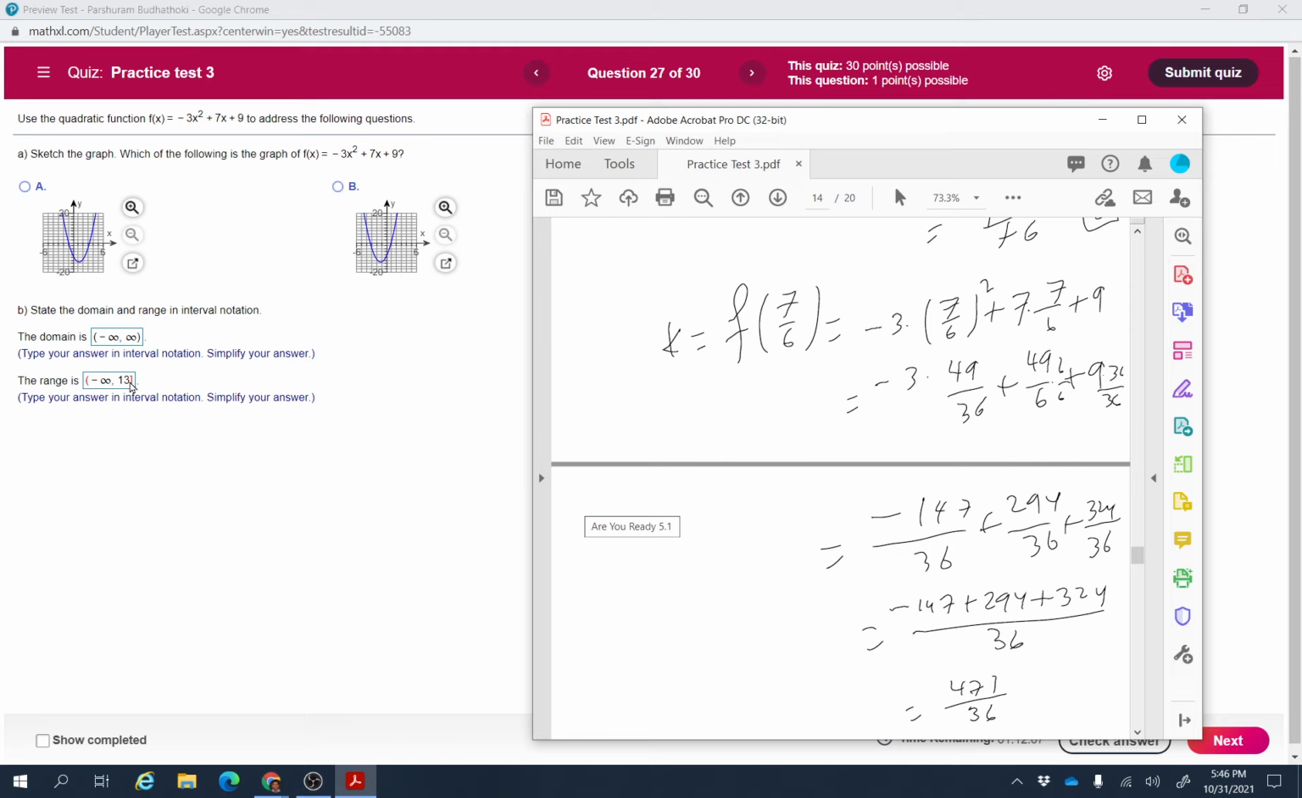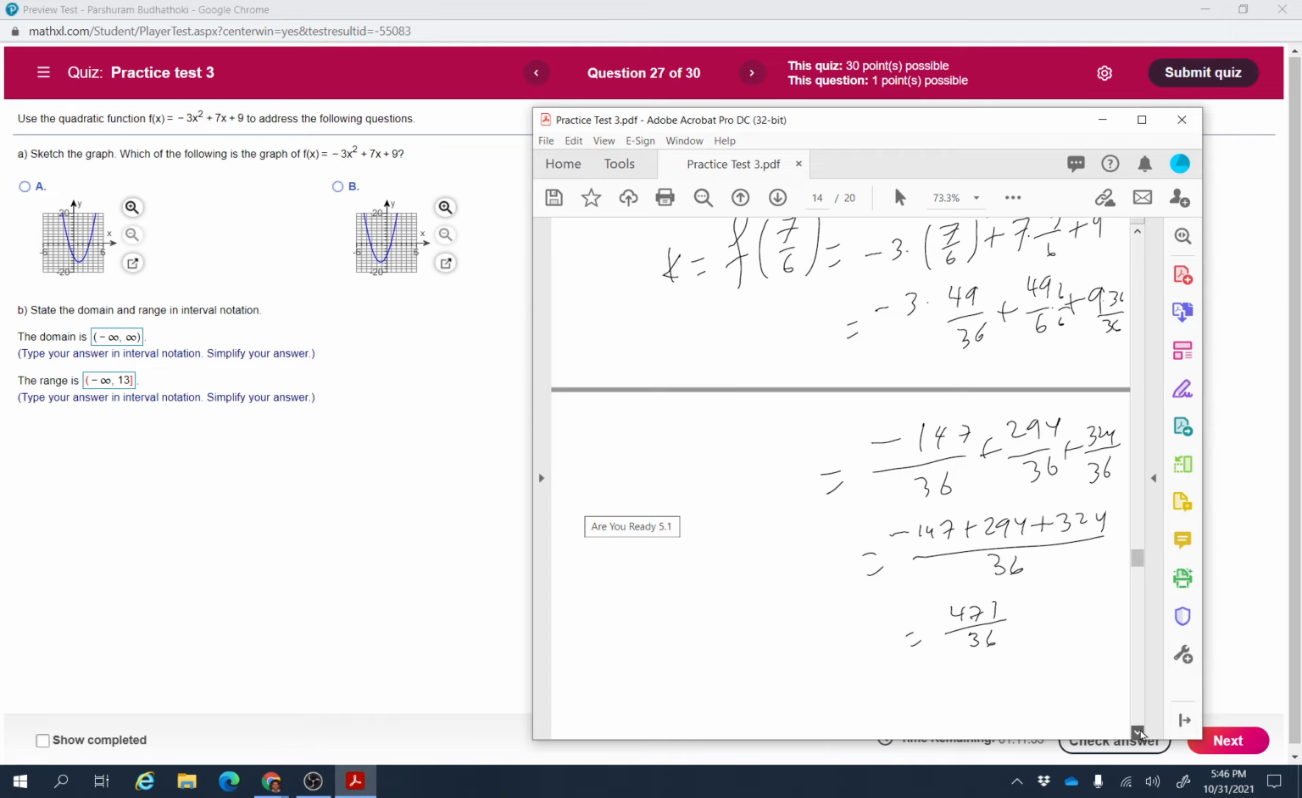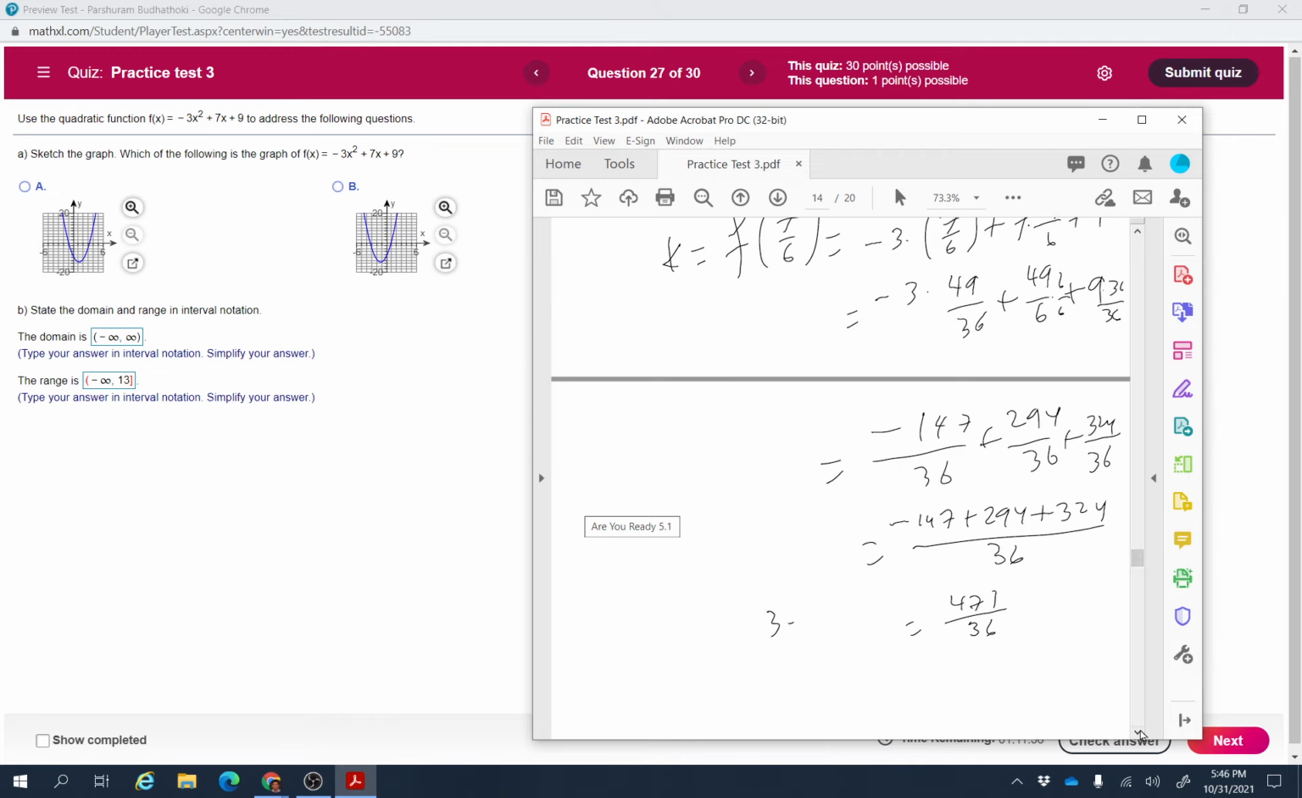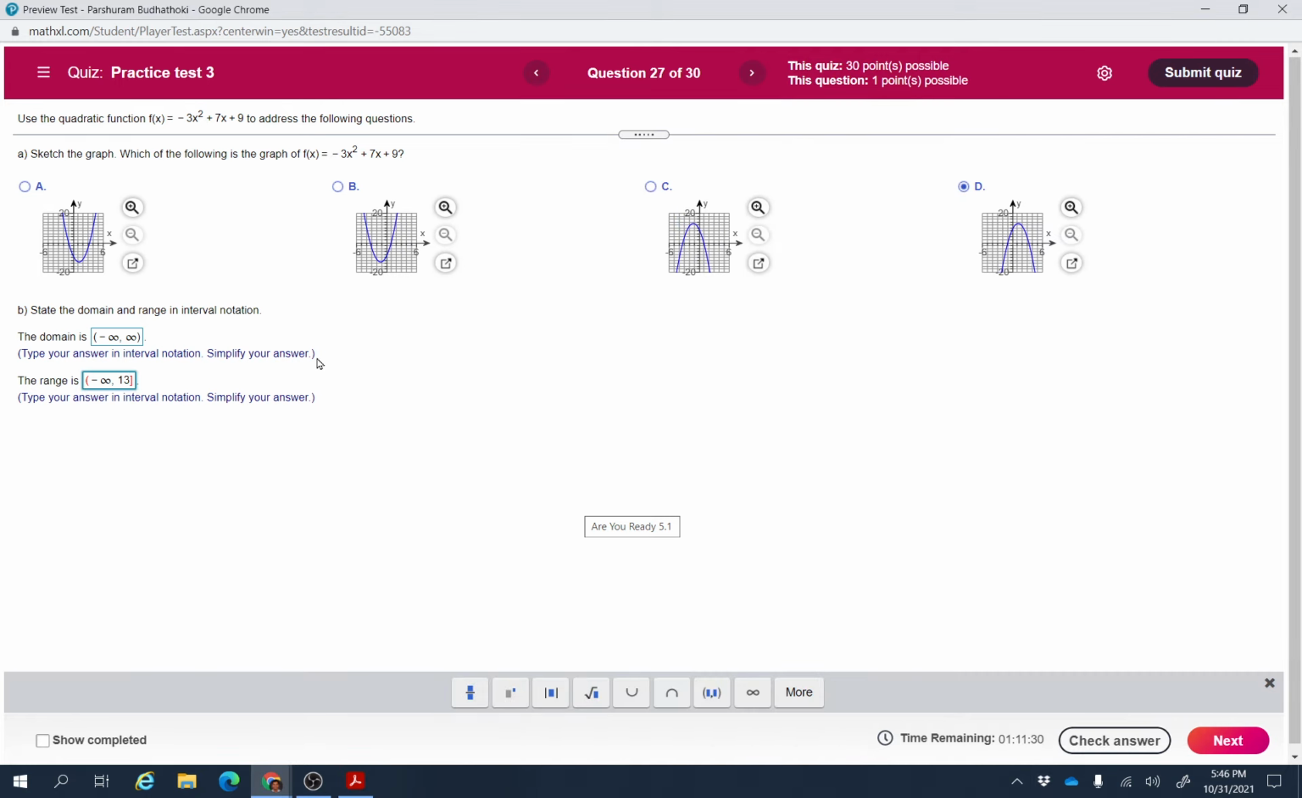Okay, 471 over 36. Can I divide that by 3? Yes, so I can simplify this. There is a common factor of 3: 471 is 3 times 157, and 36 is 3 times 12. So the 3 cancels out. 157 is not divisible by 3 or 2, so this is the simplified form, 157 over 12. So the maximum goes up to 157 divided by 12.